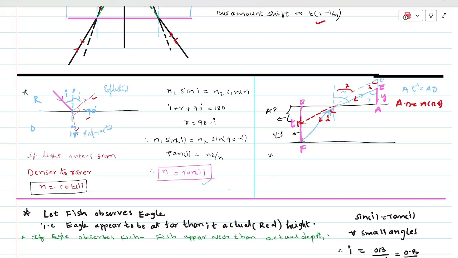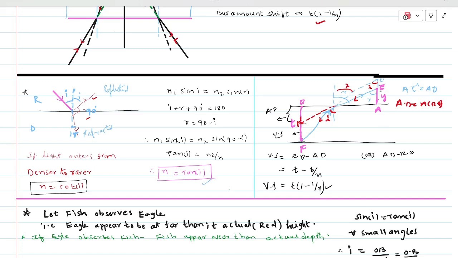So the vertical shift is equal to real depth minus apparent depth, or apparent depth minus real depth, depending on whether it is in rarer media or denser media. In the denser medium, the real depth is equal to the thickness; I have taken the thickness of the glass slab. Apparent depth is equal to real depth by n, T by n. So the shift is T into (1 minus 1 by n). Means if you are observing objects in the denser medium, the vertical shift will be T into (1 minus 1 by n).